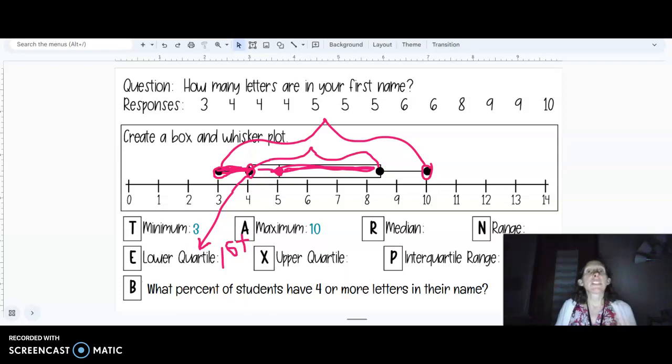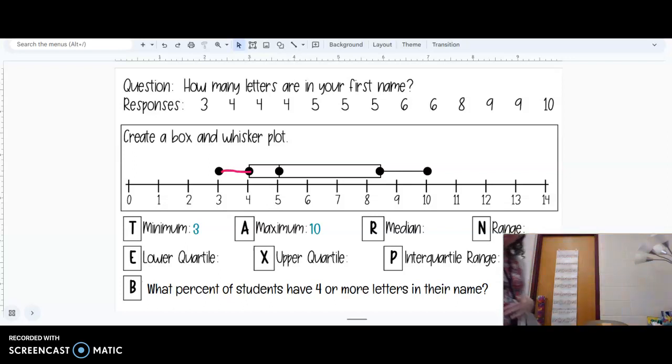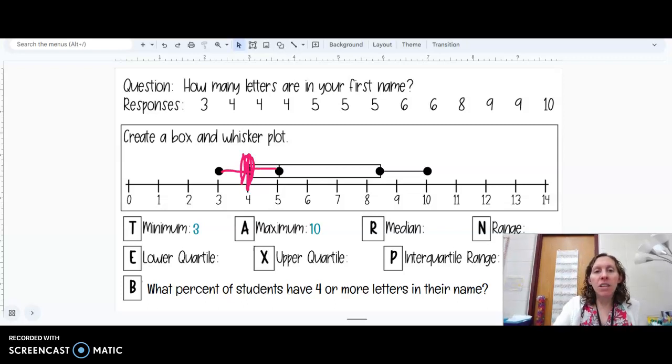All right, what percent of students have 4 or more letters in their name? Well, since this is broken up into 4 equal parts, and each one is called a quartile, and a quarter is worth 25. All right, so each chunk is 25%. So 4 or more, so we'd start here at 4, and it would be 25%, 25%, and 25%, which would be 75%. So even if this chunk here is smaller than this one, it still represents 25% of those student responses.